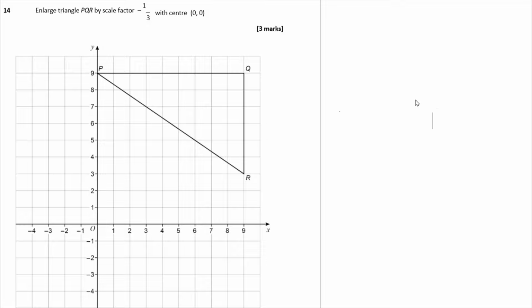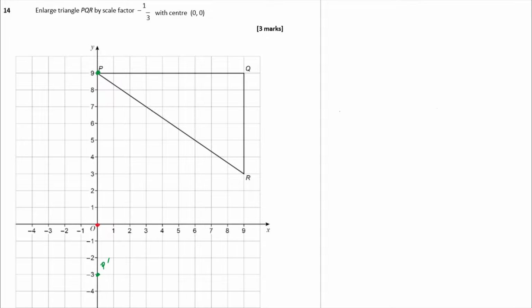So let's have a look at the distance from each of the points away from the centre. So this point up here, the point at P is 9 units directly above the centre of enlargement. Centre of enlargement, remember, was at 0, 0. So 9 units above. So a third of the distance in the opposite direction, that would be 3 units down rather than 9 units up. So the image of P, which I'm going to call P dash, is going to be down there.